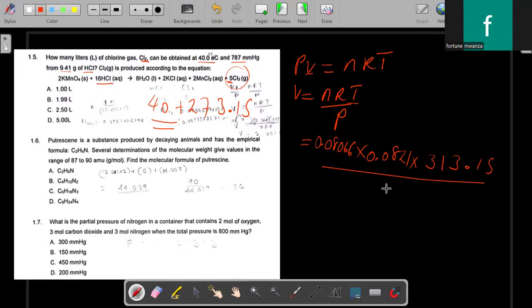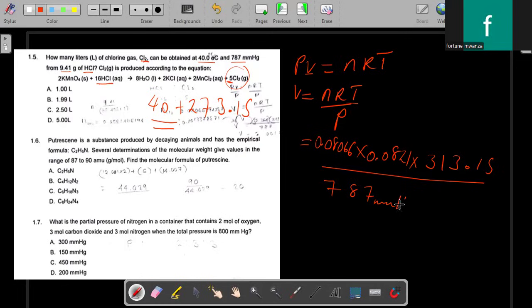Then I divide by the pressure. Here again, I convert this pressure to atmospheres. Remember, this gas constant has units of liters atmosphere per mole Kelvin. So I have to convert this pressure, which is in millimeters of mercury, to atmospheres. So I use my conversion factor. I know 1 atmosphere, and I've been given 787 there as millimeters of mercury.